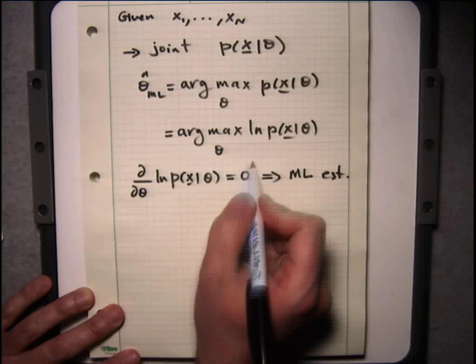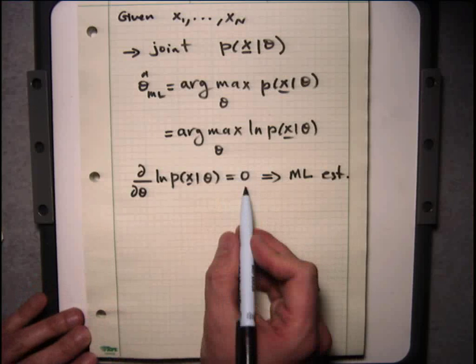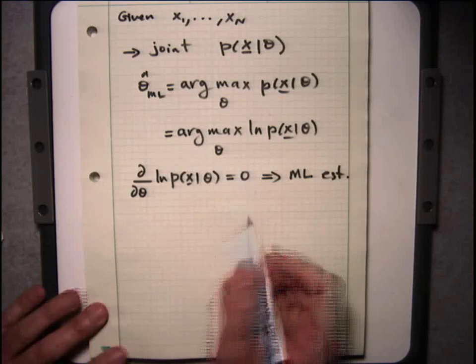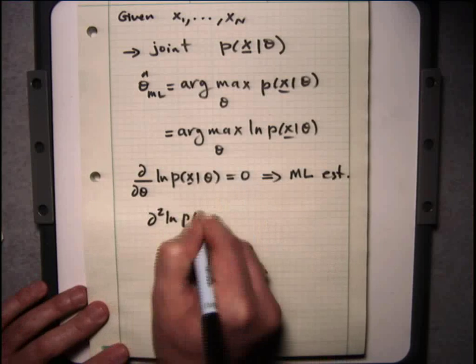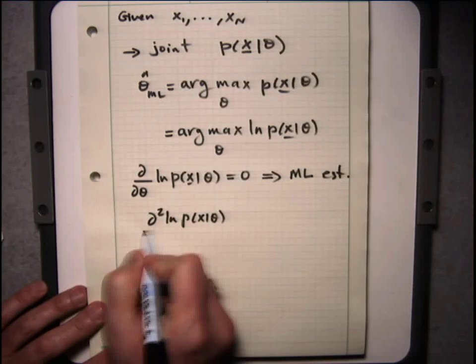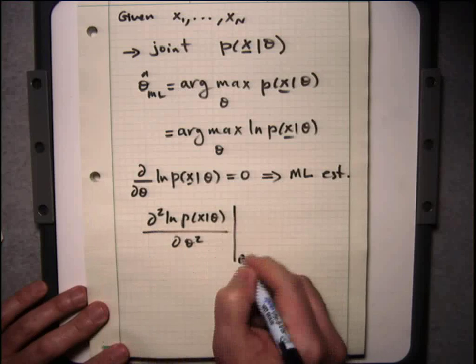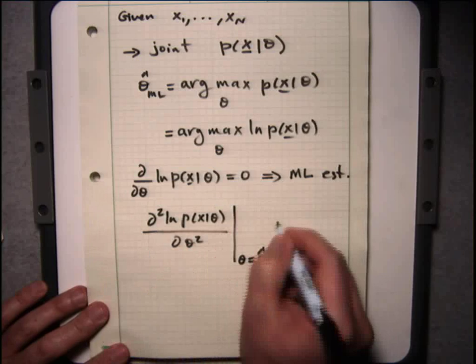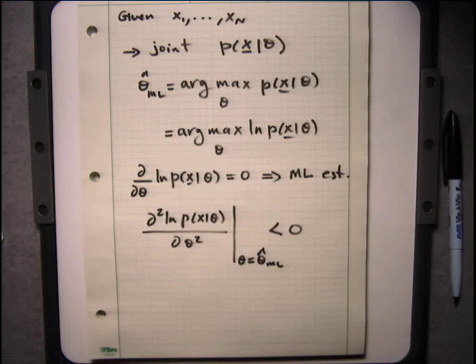But you also have to make sure that this derivative is, in fact, giving you the maximum. So just to be 100% sure, what you have to do is also compute the second derivative, evaluate it at this particular value, theta equals theta hat maximum likelihood, and make sure that it's negative. Just to make sure that you're getting the maximum and not an inflection point or a minimum.